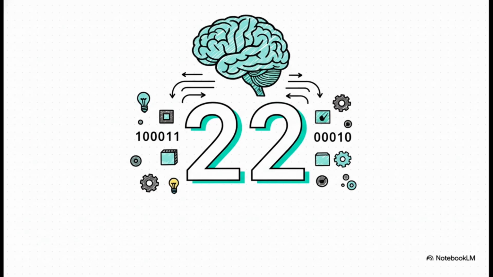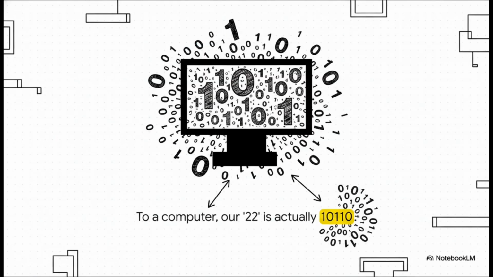Okay, look at this. The number 22. For us, this is easy, right? We see a 2 and another 2. And our brain just goes, yep, that's 22. Simple, familiar. We don't even have to think about it. But for a computer, it sees this. A string of ones and zeros. I mean, it just looks like a jumble of numbers, right?